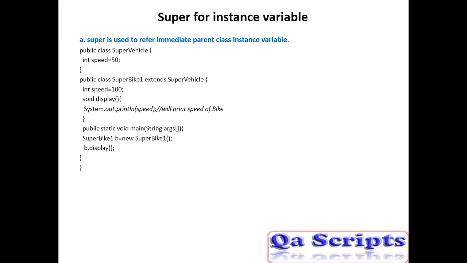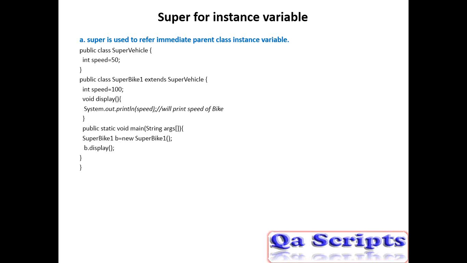So b is the object of class superbike. When I type b dot, I will be able to see one method called display, because the method is present inside the superbike class. When I call the display method and execute, the result would be 100, because the value of speed is 100.